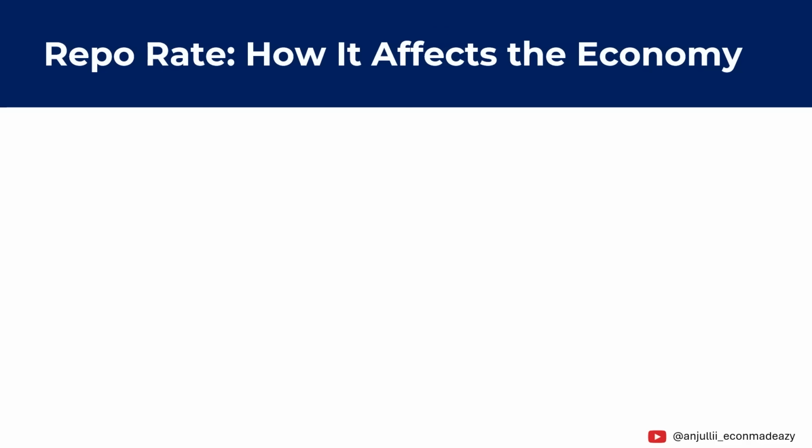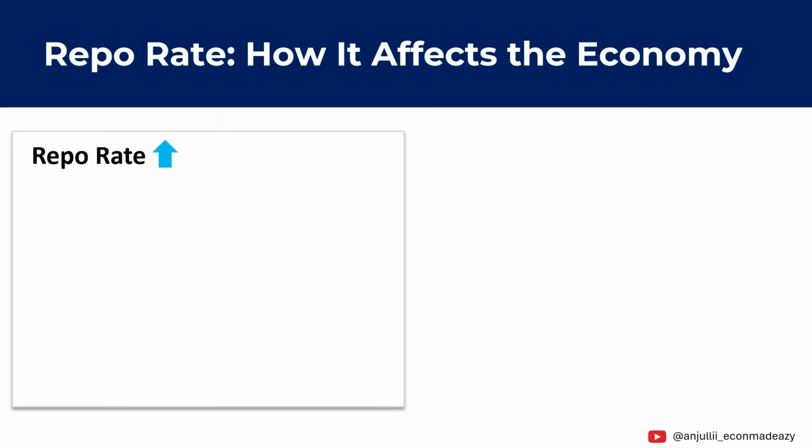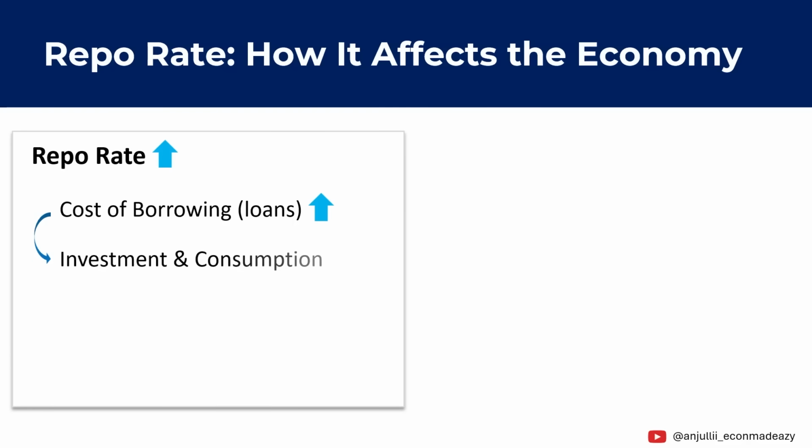First, consider what happens when the repo rate increases. When the repo rate rises, borrowing from the central bank becomes more expensive for commercial banks. As a result, banks increase their lending rates. So, loans for businesses and consumers become more costly. When borrowing becomes expensive, investment and consumption start to fall. With lower spending in the economy, overall demand decreases, and this eventually helps reduce inflation.